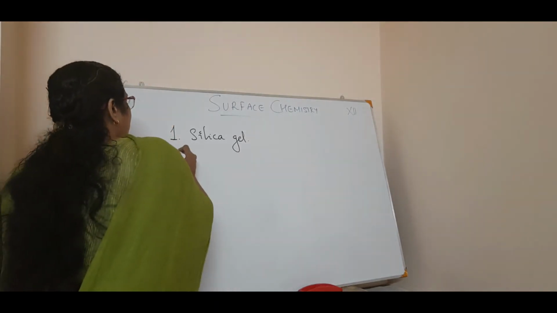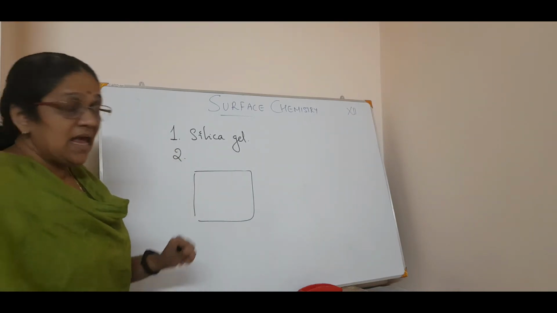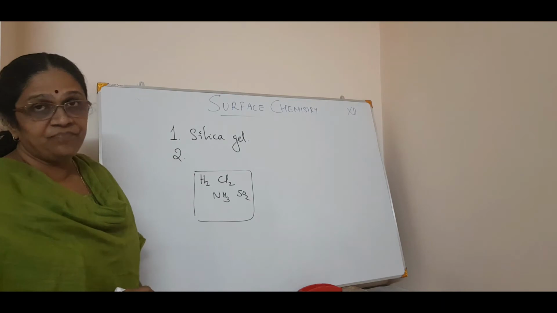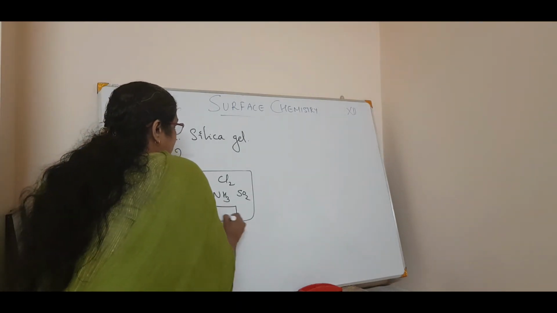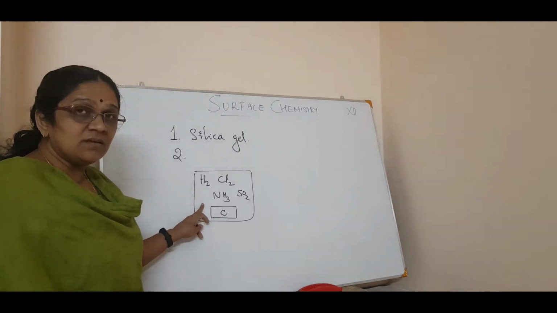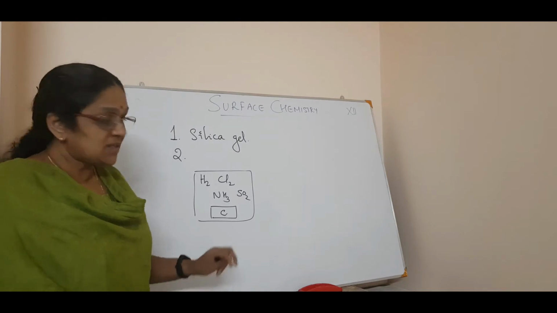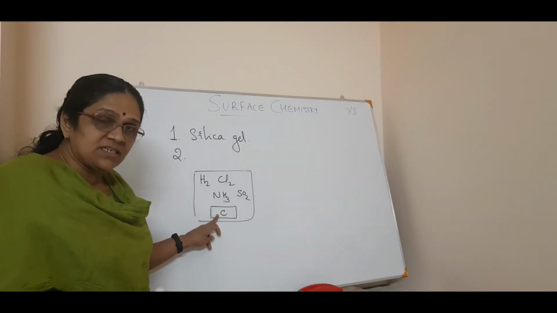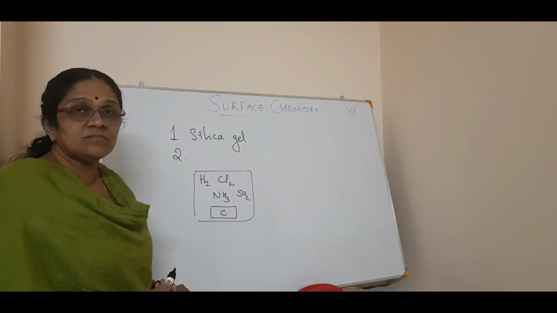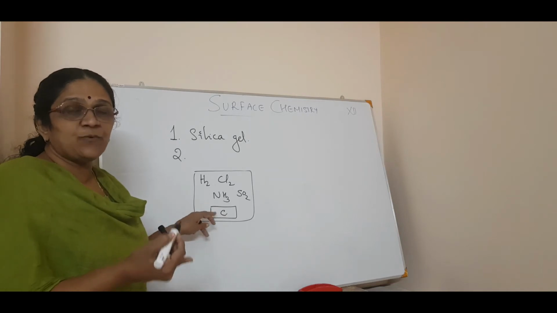Now the second thing we see in daily life is, for example, if you have a container, and you put so many gases, for example hydrogen, chlorine, ammonia, then sulfur dioxide, etc. If you put activated charcoal, carbon, into it, the pressure of these gas molecules will be decreased. Why? Because activated charcoal is a very good adsorbent, some of the gases will get adsorbed onto this charcoal. Thereby the pressure is decreased.